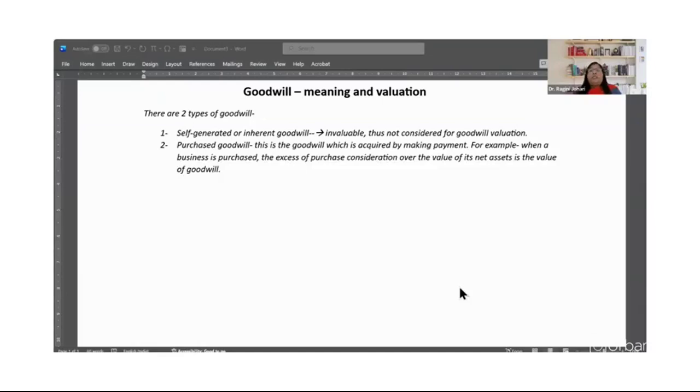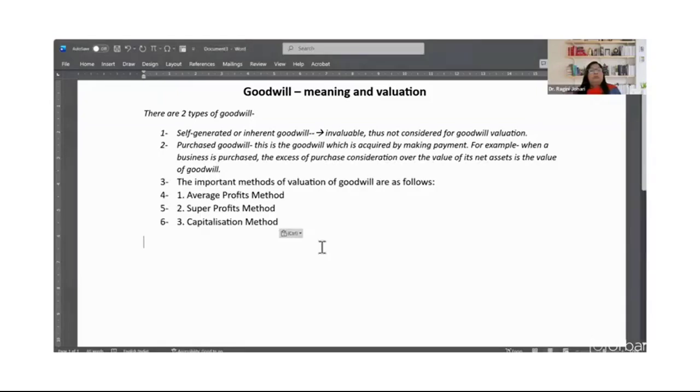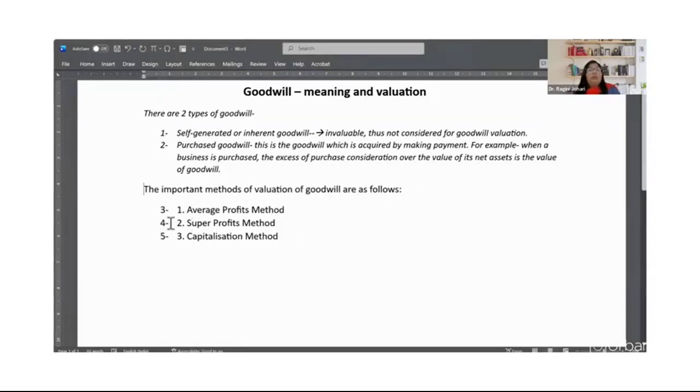Now the methods of valuation of goodwill. Usually we follow three methods of valuation of goodwill: average profit method, super profit method, and capitalization method. First of all, we start with the average profit method.